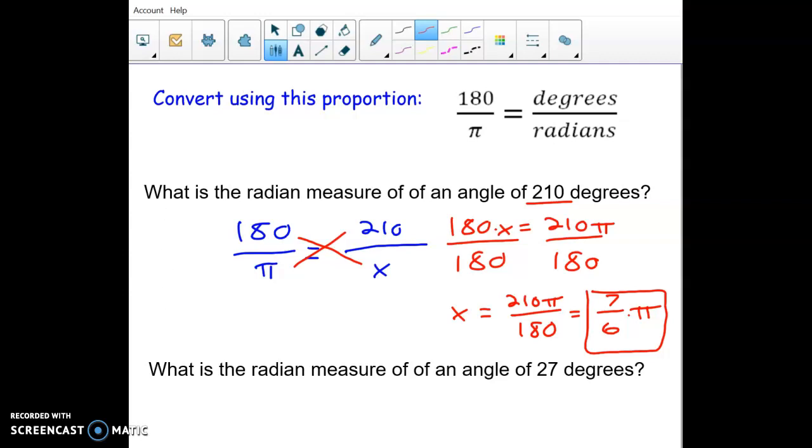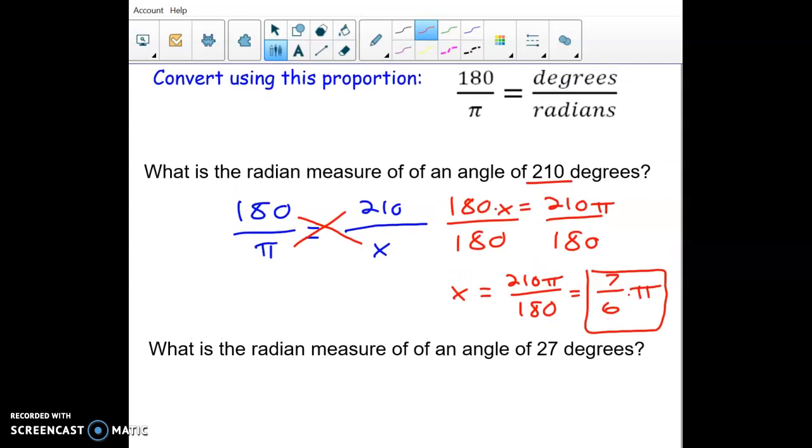Okay, so maybe try the second one then on your own, right? If we have 27 degrees, and just do it in terms of pi like we've got there.